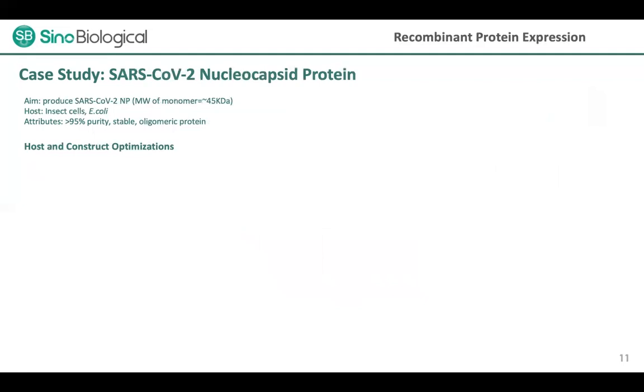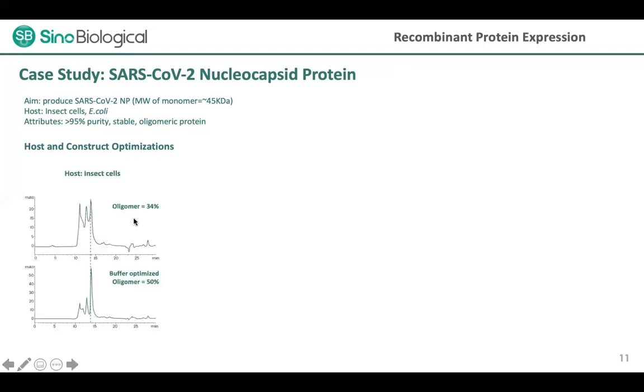All right, so the previous case indicates the protein construct is important in terms of expression and stability. And the last showcase I would like to present here is regarding the SARS-CoV-2 nucleocapsid protein. This case demonstrated the impact of expression host as well as construct on protein stability and yield. So we first expressed this protein in insect cells, and the protein expressed fine, but we did observe a substantial degree of oligomers or aggregates in this prep.